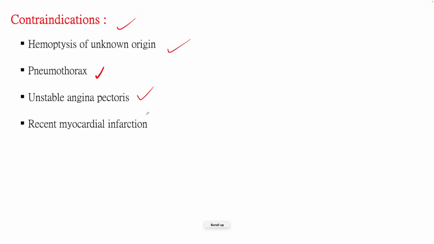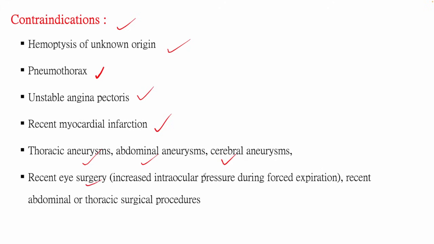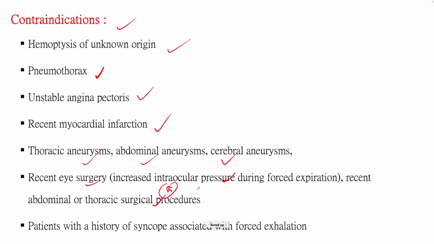It can precipitate them. Recent myocardial infarction, any kind of thoracic aneurysm or abdominal aneurysm. What is an abdominal aneurysm? You know it is the enlargement of the aorta, the main blood vessel that delivers blood to the entire body, and it enlarges at the level of the abdomen. And next is cerebral aneurysm, that is a bulging in the blood vessels in the brain where it protrudes outwards.